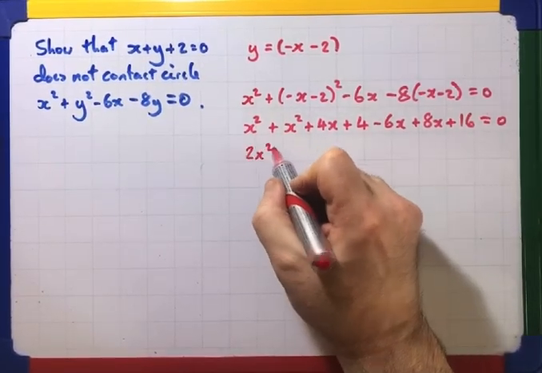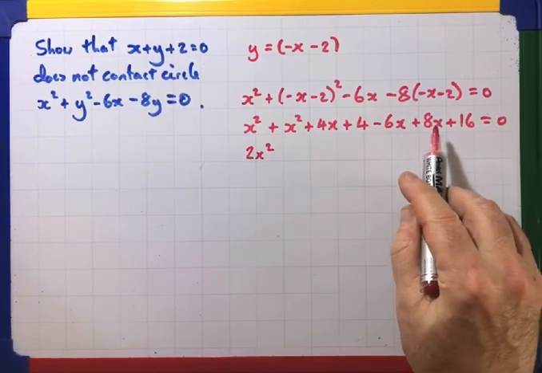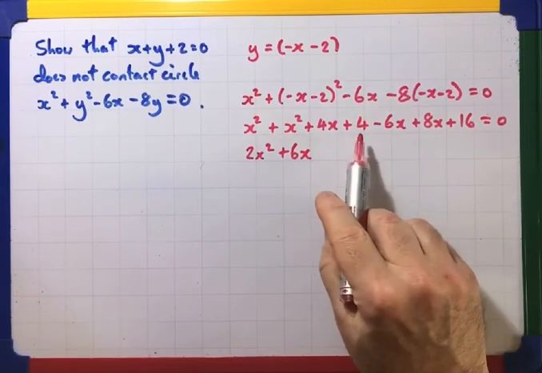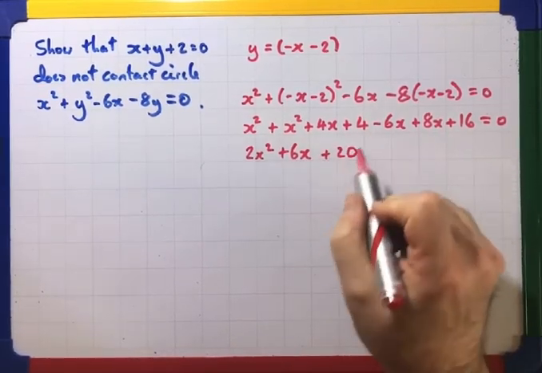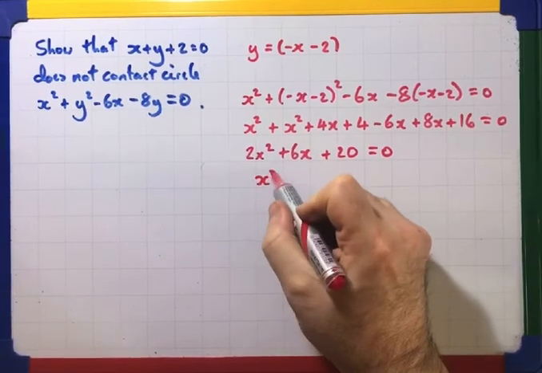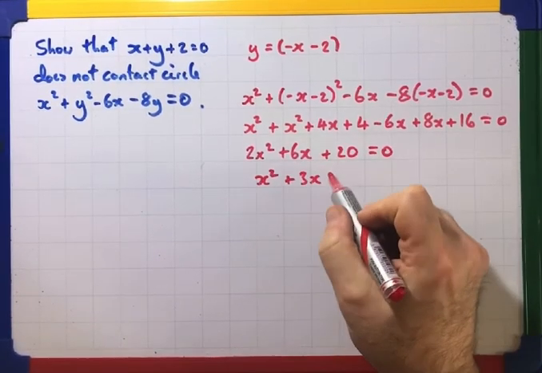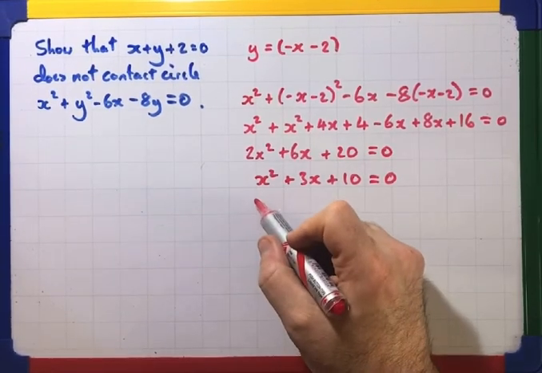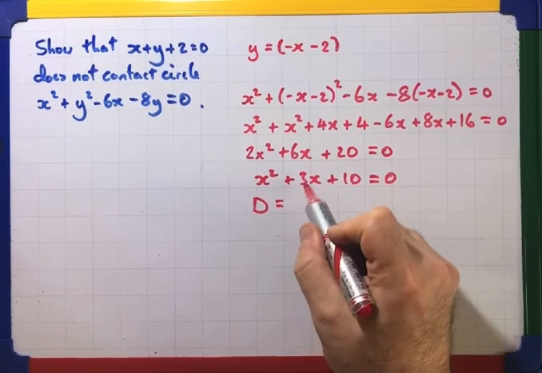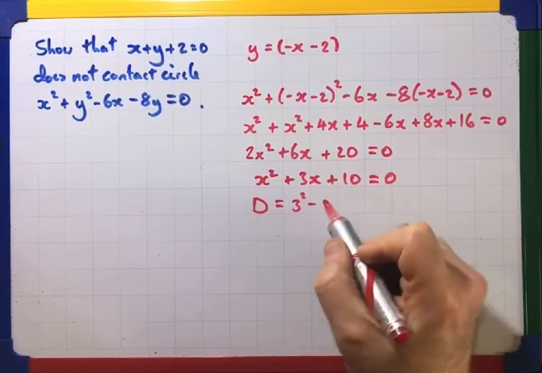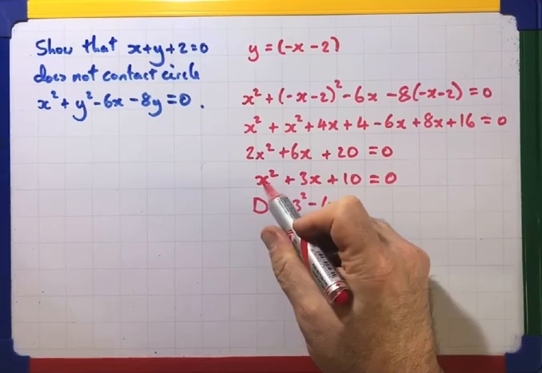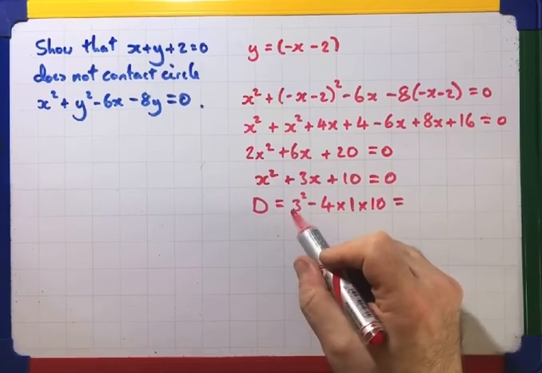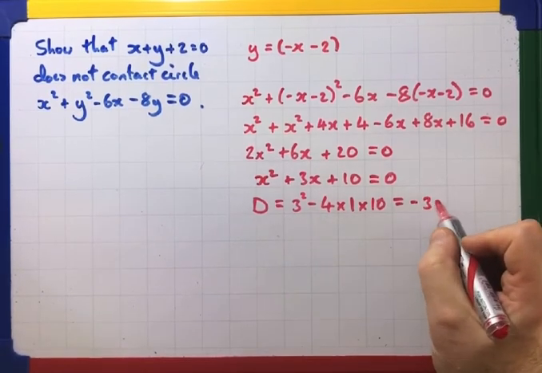Now let's simplify this a bit. You've got 2x squared, 4x plus 8x is 12x, take away 6x is 6x. 4 plus 16 is 20. Can divide it by 2 to make the numbers a little smaller. Remember what I said, we've got to look at the discriminant here. So the discriminant is b squared, so that's 3 squared, minus 4 times a, which is 1, times c, which is 10. So that's 9, take away 40 is minus 31.